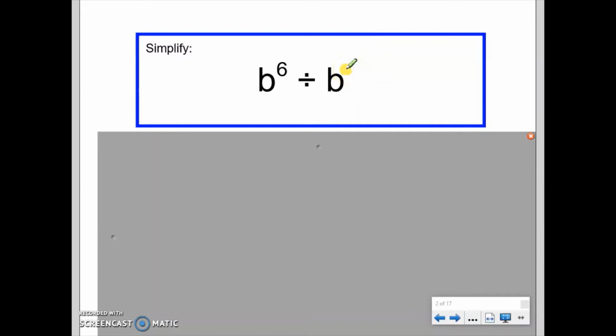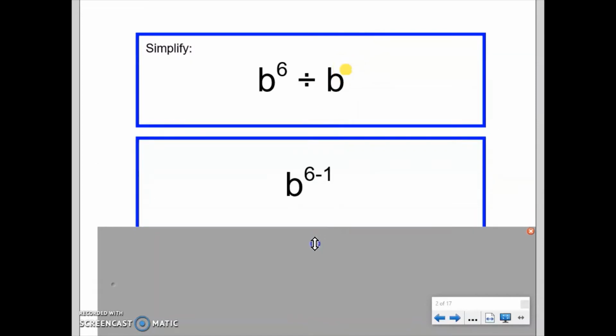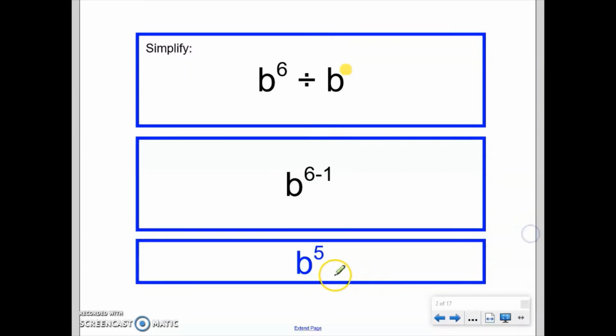So what we're actually going to do in this calculation is 6 minus 1 to tell me that the answer is B to the power of 5. So B to the power of 6 divided by B to the power of 1 is going to leave me with B to the power of 5. That is the second law of indices, telling me that when it's a division question, I can subtract the index numbers.